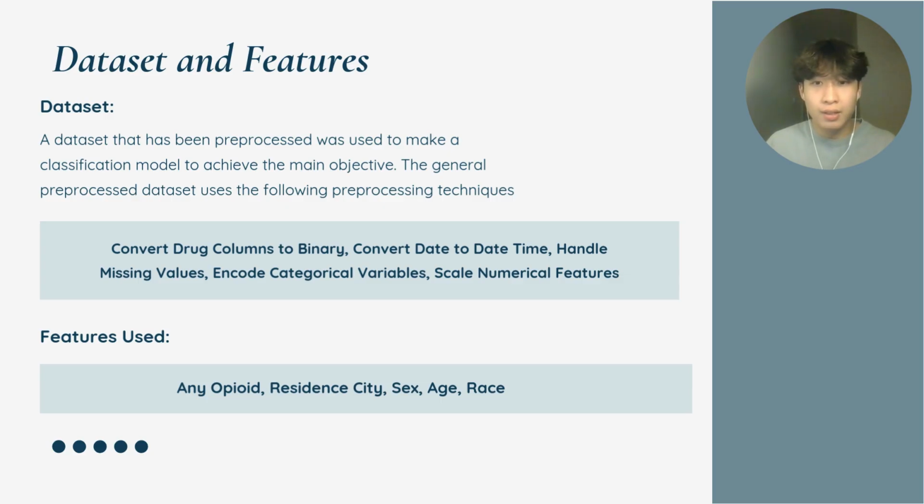The data set has been pre-processed and was used for the classification model. The general pre-processing used the following techniques: convert drug columns to binary, convert date to datetime, handle missing values, encode categorical variables, scale numerical features. And the features used for the classification model would be any opioid, resident city, sex, age, and race.